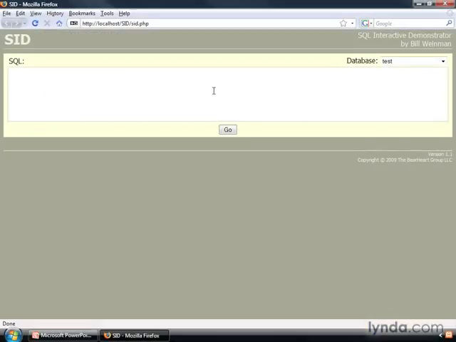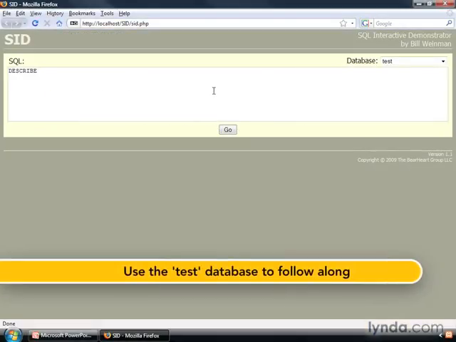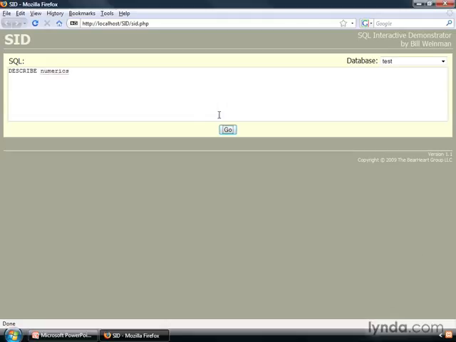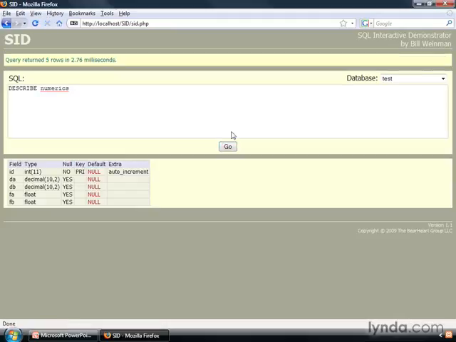In the test database, you'll find a table called Numerics. I'll type describe numerics, and that will give us the structure of the table. It has an ID field, and it has 4 numeric fields, 2 decimal and 2 floating point. The decimal types are DA and DB for decimal A and decimal B, and the floating point columns are FA and FB for floating point A and floating point B.